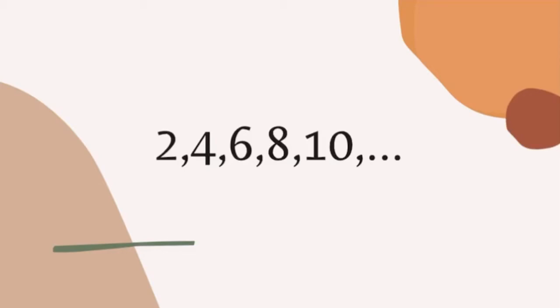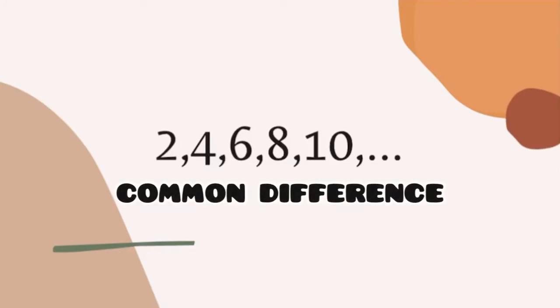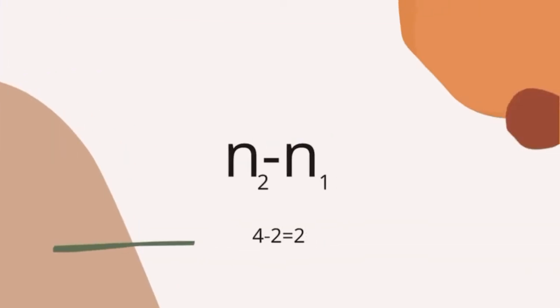Alright, so if you still don't understand the differences, these examples might help you grasp the concept a little easier. This is an arithmetic sequence. As you can see, it is constantly being added by 2. 2 plus 2 is 4, 4 plus 2 is 6, and so on. The number that is constantly being added each term is called the common difference, and it can be easily found by simply using this formula, which can be substituted to 4 minus 2 and will equal to 2.